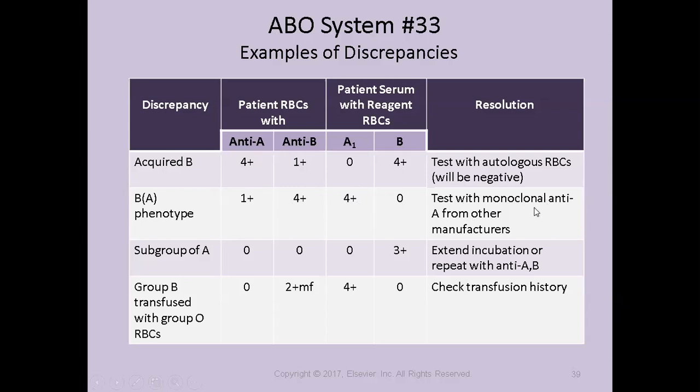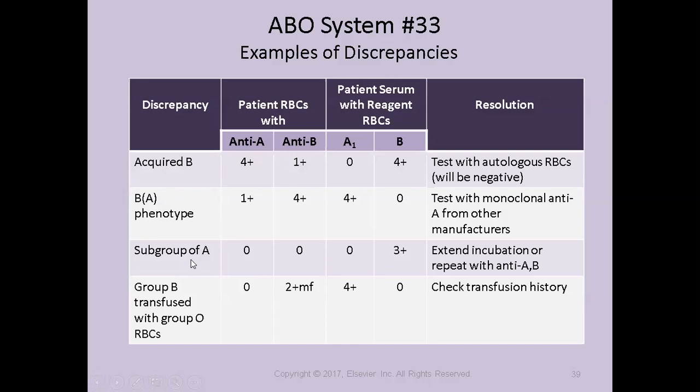Okay? So how can we resolve this? We can test with a monoclonal anti-A from another manufacturer. And so sometimes, you know, the reagent, if we test with a different anti-A, this reaction here is going to go away and turn into a negative, and then discrepancy resolved. Okay, so this is really a person who's type B who looks like they have an A antigen.